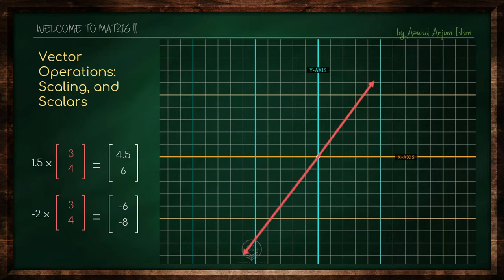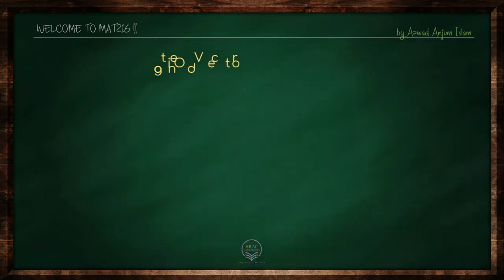If we take all possible scalars, we are going to get all possible scaled vectors, and all those vectors are going to sit on this straight line. This line is what we call the span of this vector 3 and 4. But we are going to talk about span in much more details in the future, so don't bother yourself too much with it now. Now let's talk about the magnitude of a vector.